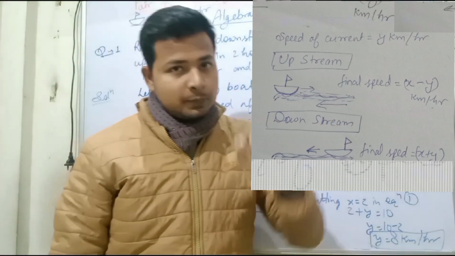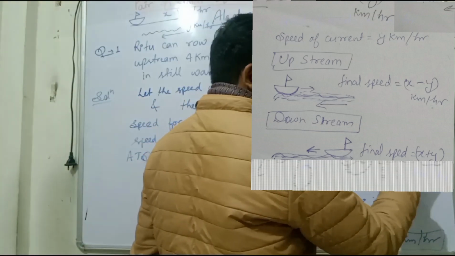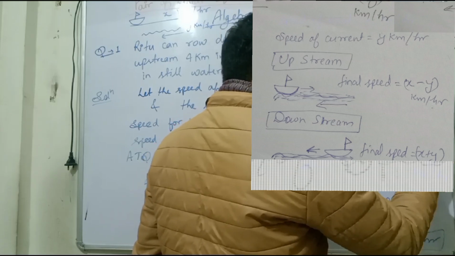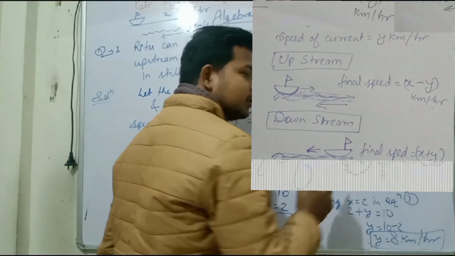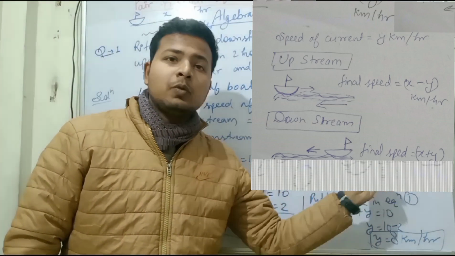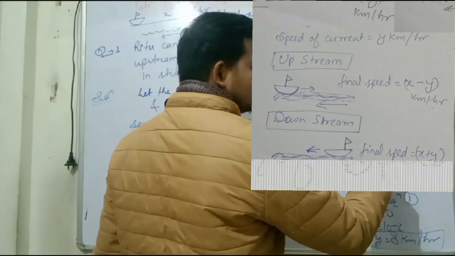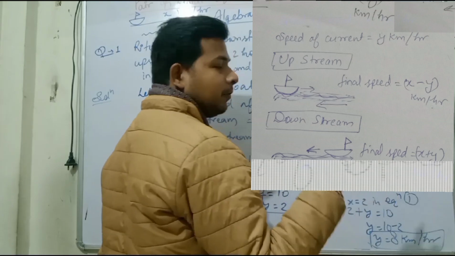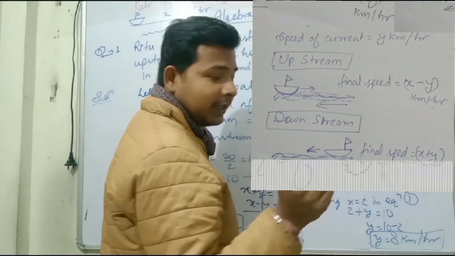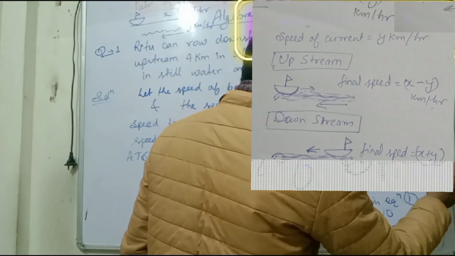This will be our resulting speed. Now, for downstream, what is the meaning of downstream? That is, water is flowing in this direction, and our boat is also going in the same direction. It means the direction of the current and the direction of the boat are the same. At that time, the boat will have one extra speed. In that case, we have to add these two speeds.